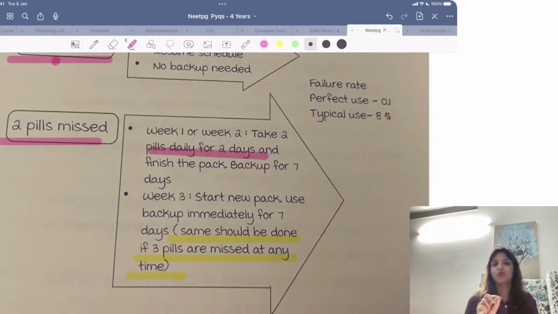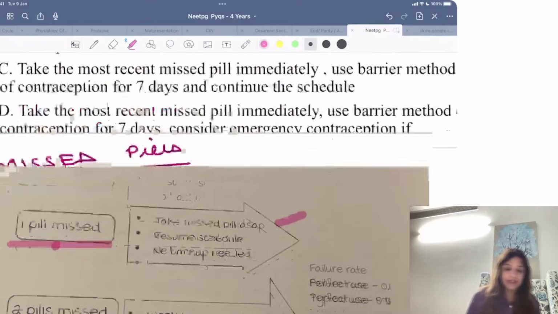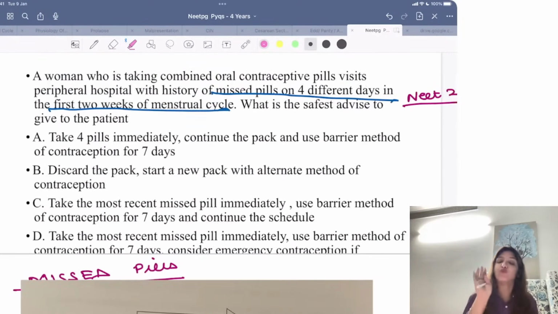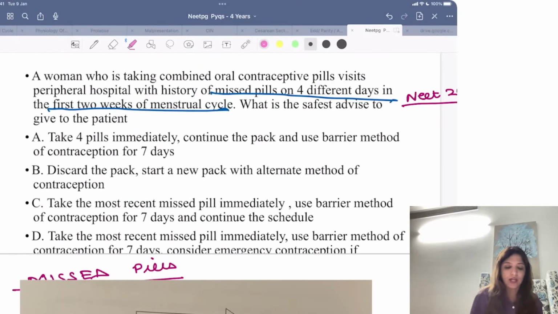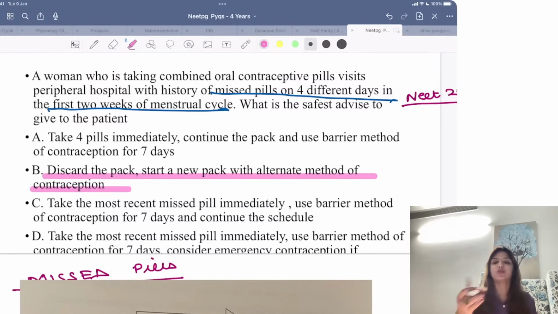Same thing you do if 3 or more than 3 pills are missed in any week. If 3 or more than 3 pills are missed, you have to tell the female, stop using this pack now, throw this pack, start a new pack and use a backup for 7 days. Now, in this case, the patient has missed 4 pills. So, I am going to tell her to discard the pack, start a new pack and use some alternative method of contraception for 7 days. Right?